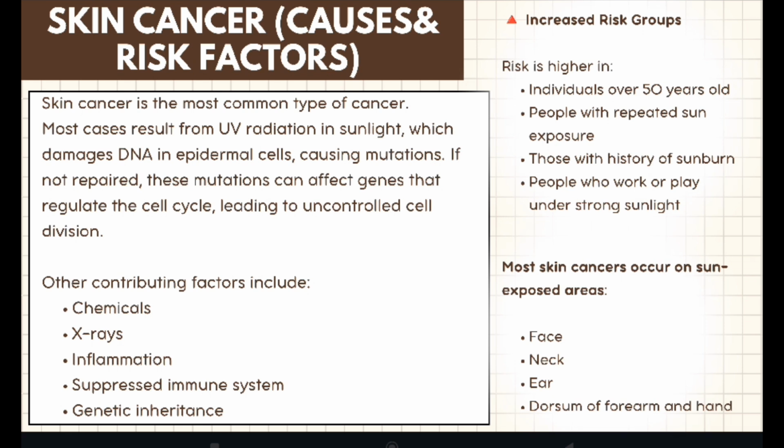The groups with a higher risk in these cancers are individuals over 50 years old, people with repeated sun exposure, people with a history of sunburn, and those who work or play under strong sunlight. Most of these skin cancers occur on the face, neck, ear, and dorsum of forearm and hand.